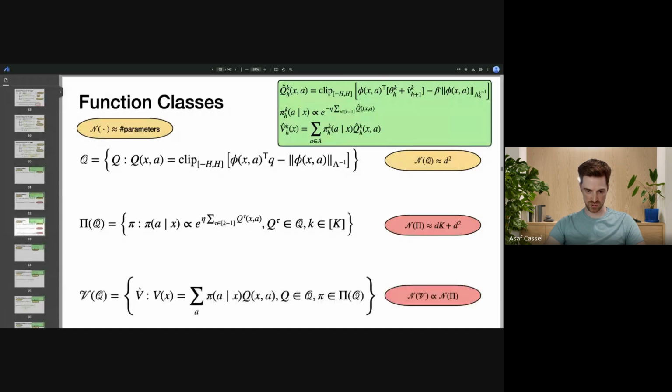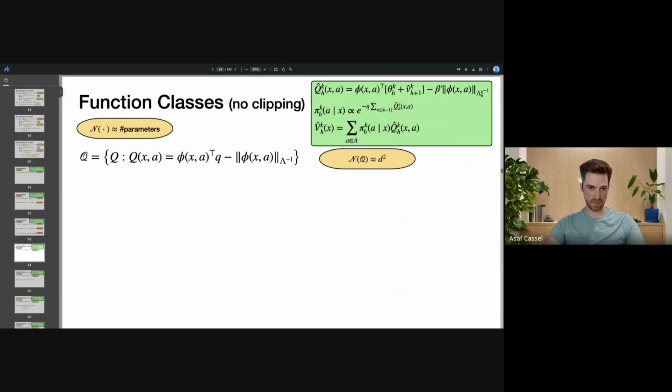And the value function class contains, in a sense, the policy class. And so again, its covering number would be at least as much as the policy class. So this would be bad for us. This wouldn't give us what we want. Okay, so an alternative idea is to skip the clipping. Let's maybe not clip for a moment and look at the function class. So the Q function class doesn't change much. It just doesn't have this clipping, and this doesn't change the covering.